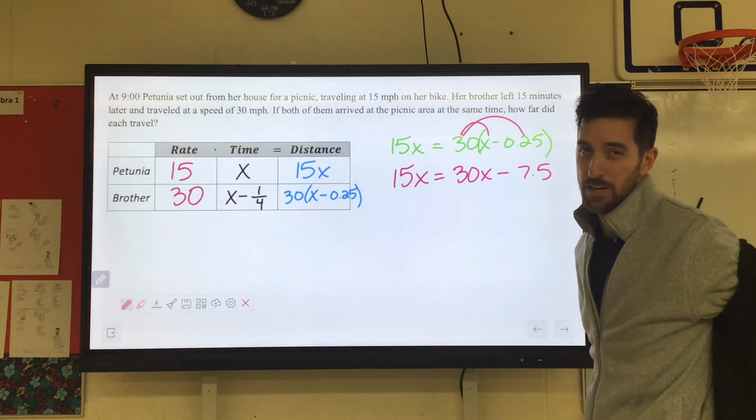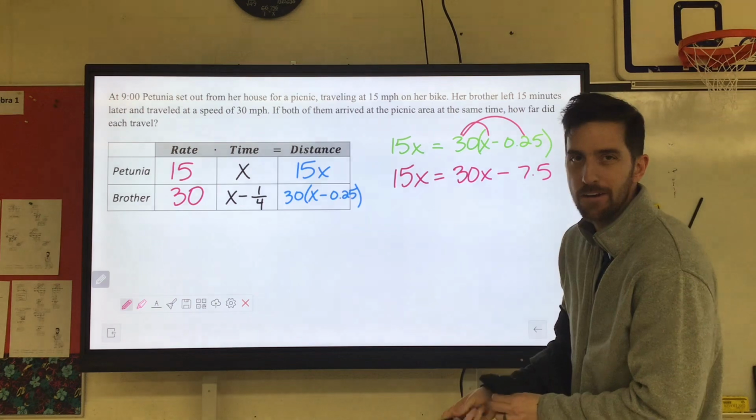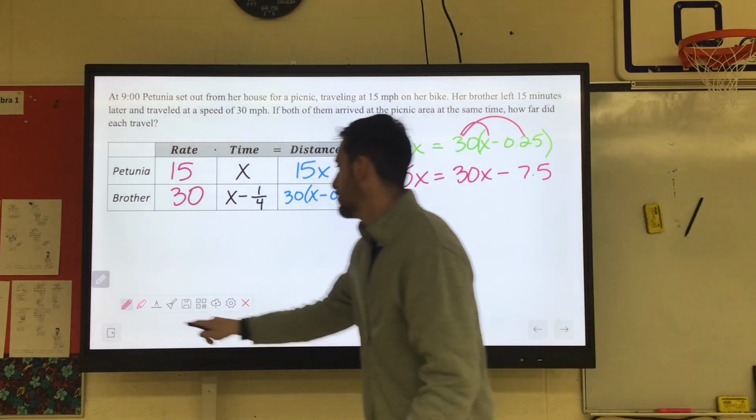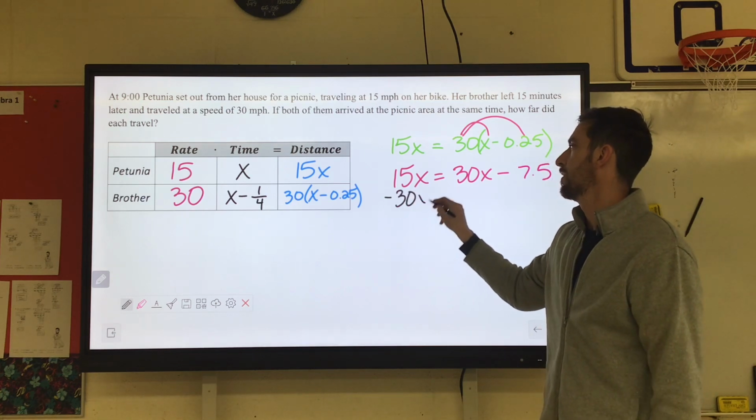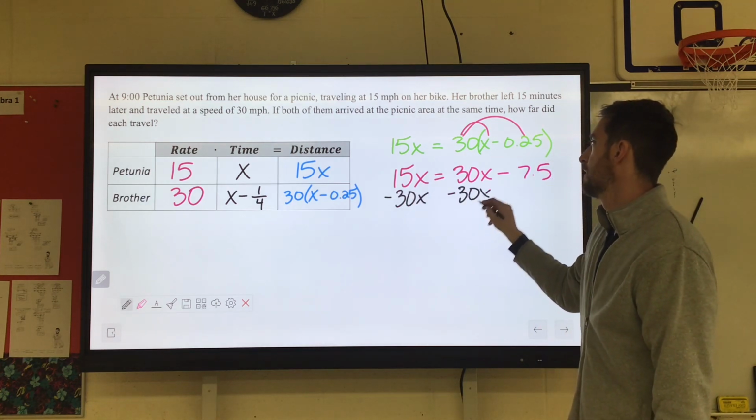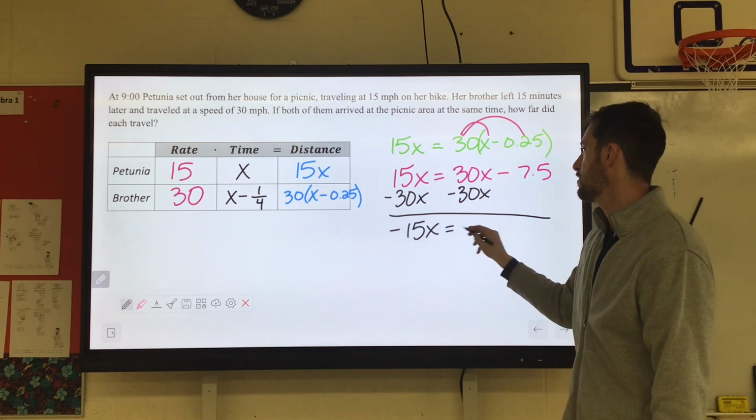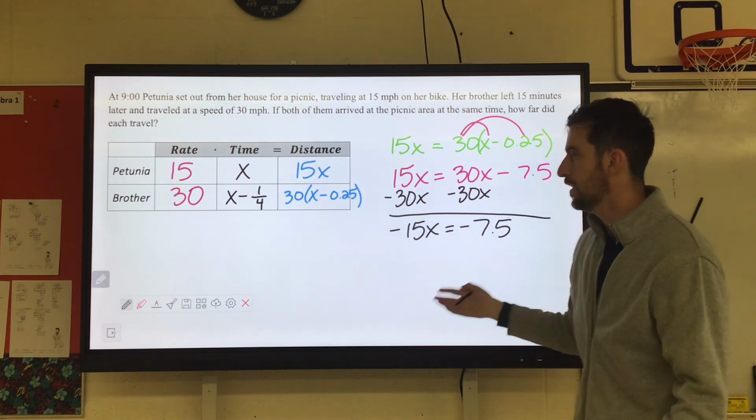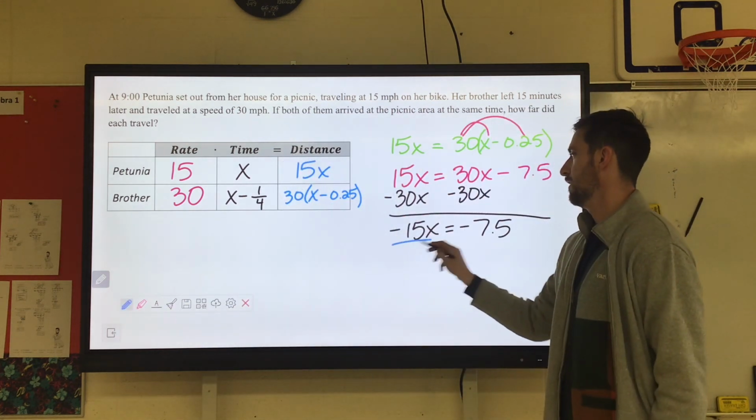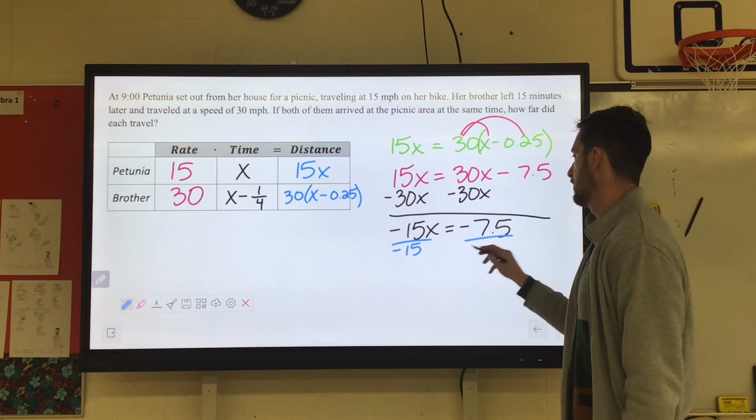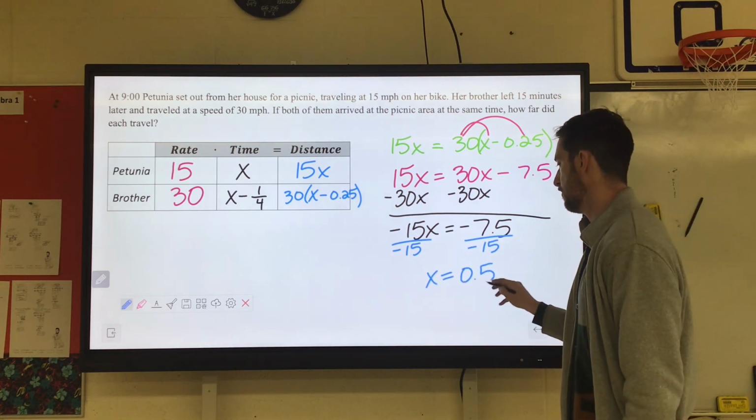Great. Now we've got to get the x's on the same side of the equal sign. So I would subtract the 30x from both sides. If we subtract 30x, we get negative 15x equals negative 7.5. And then all we have to do is divide by that negative 15. When we do that, we'll get x equals 0.5.